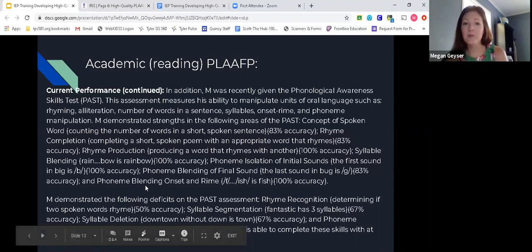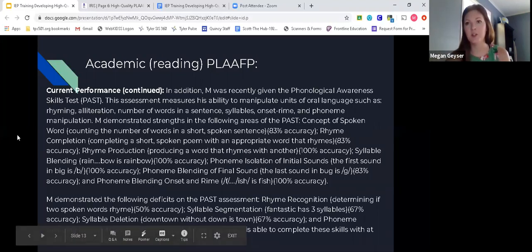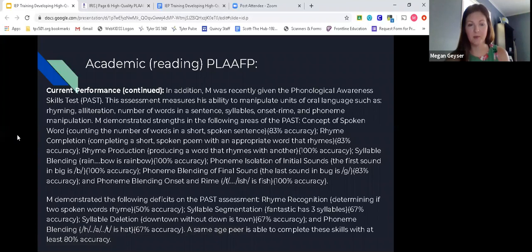Again, phoneme blending, onset and rime. Well, that means saying /f/ /ish/, fish, 100% accuracy. So it looks like a lot, but it's just really making sure that it's explained and that anybody that sees this part of the current performance knows exactly what we're talking about.